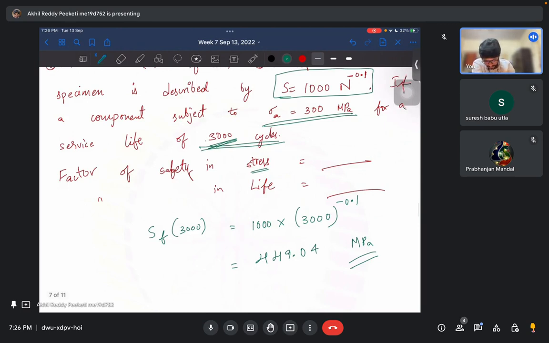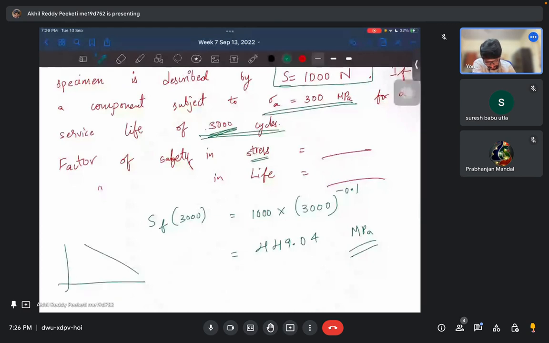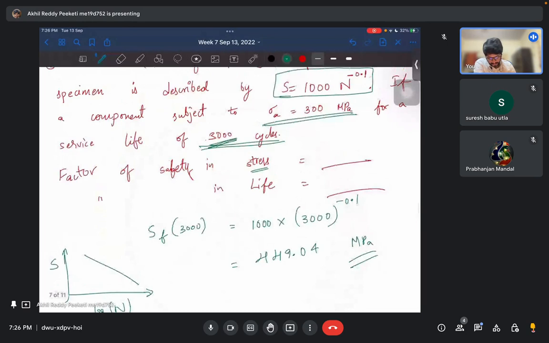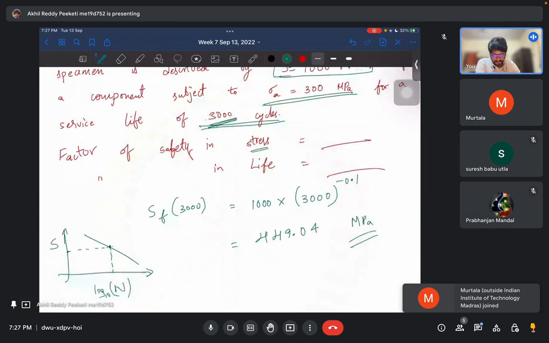If you draw this graph, it would look something like this, with N on a log scale and this is S. Now when you are using it for 3000 cycles, this is the maximum alternating stress that you can apply till failure. That stress is actually 449.04 MPa till 3000 cycles.